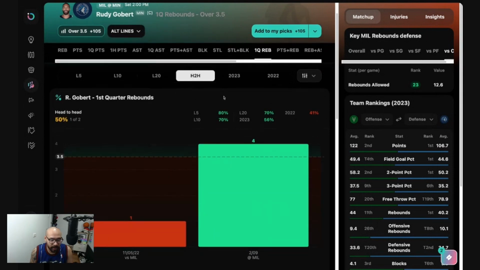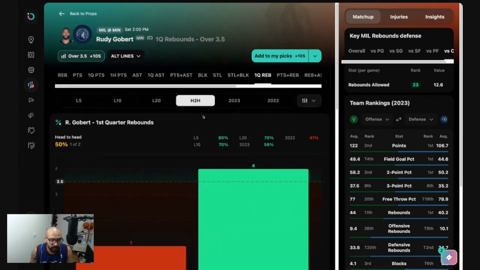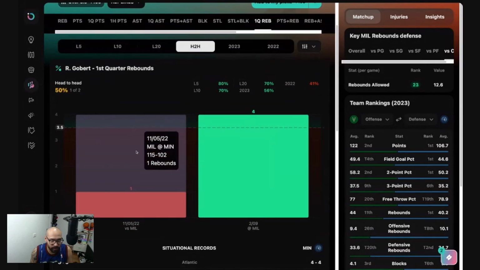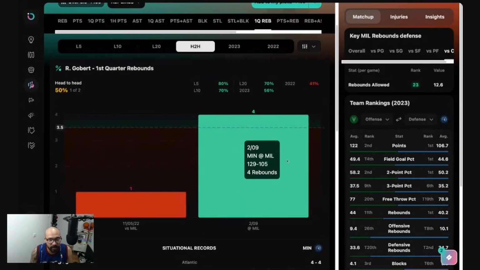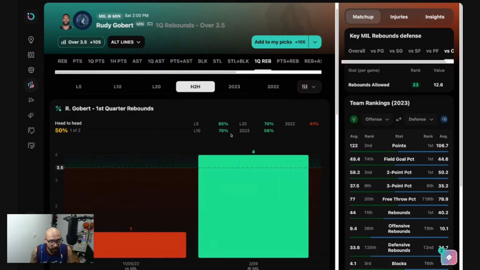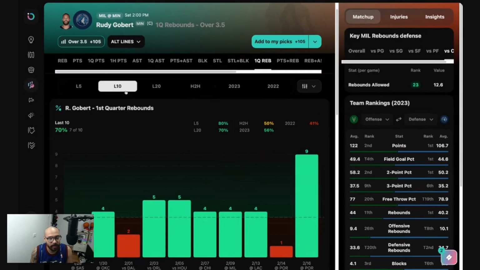Looking at head-to-head matchups, 2 matchups here. One in 2022, so I won't put too much stock into that. But his last game against the Milwaukee Bucks about 2 to 3 weeks ago, he had 4 rebounds in the first quarter, and he covered this line. That was a road game as well, so they're back at home now.